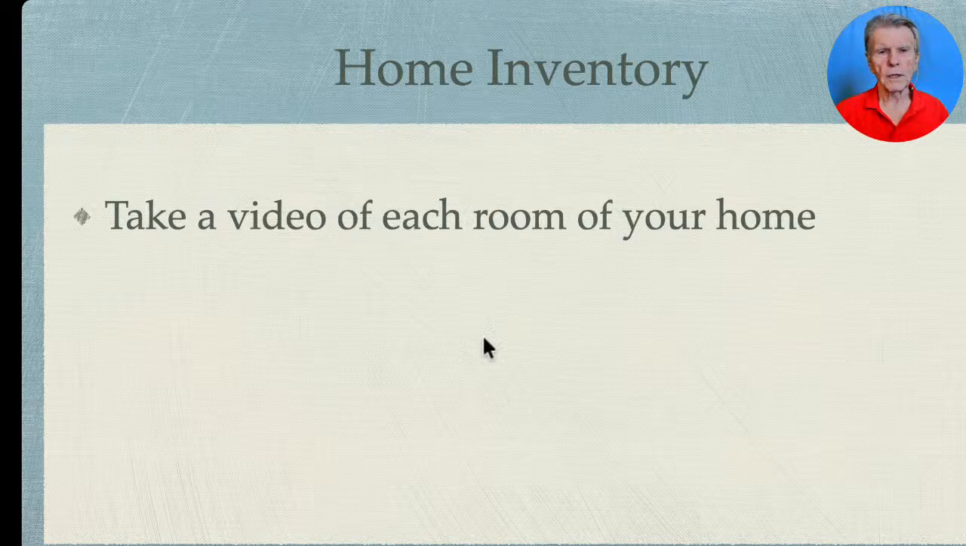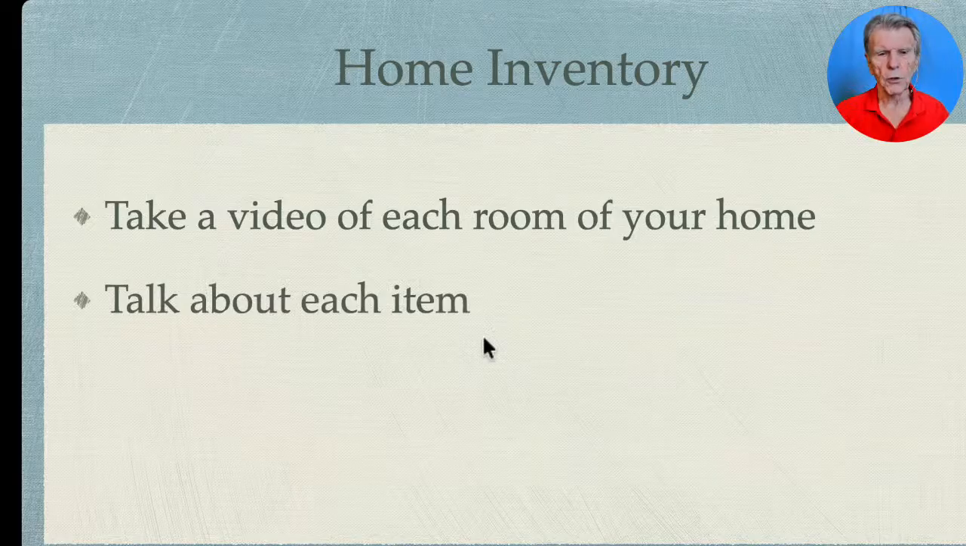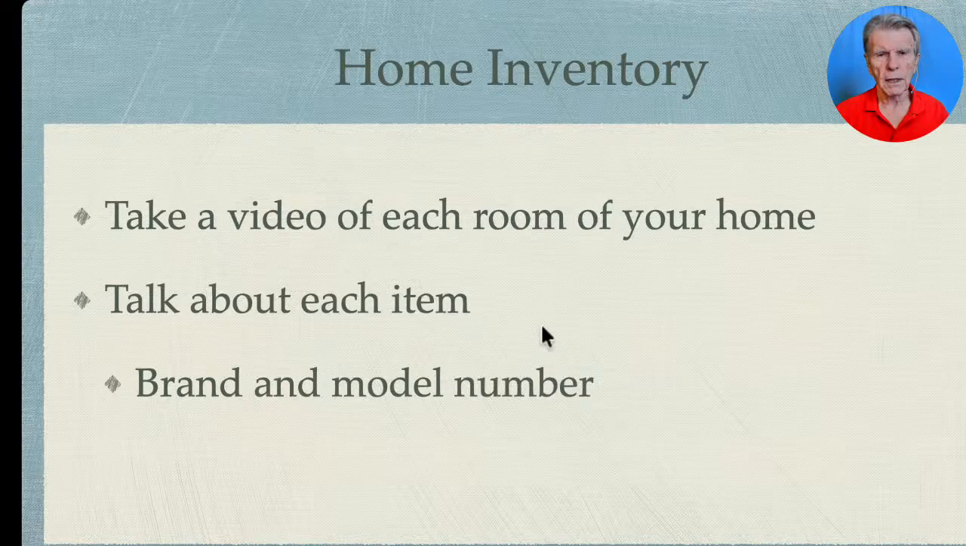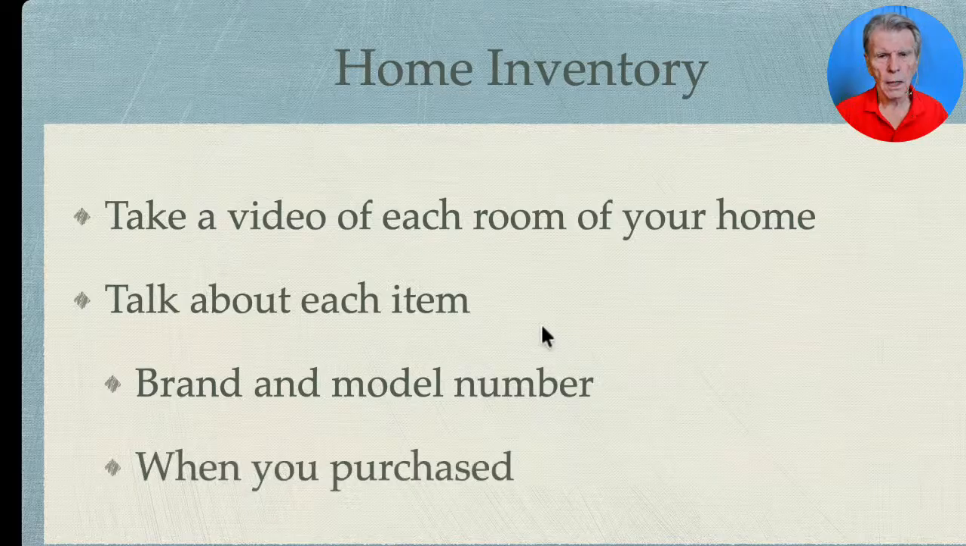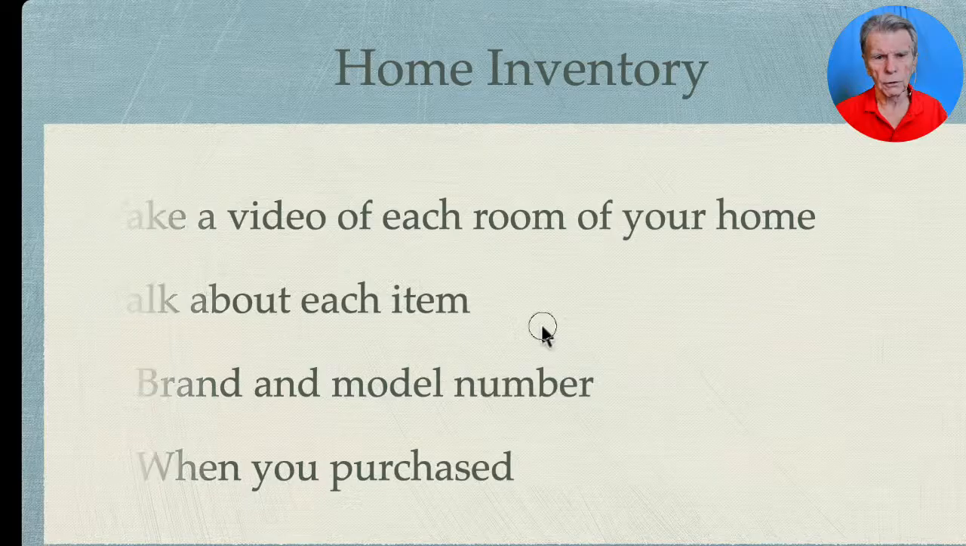So what you do is you take a video of each room in your home and then you talk about each item. You mention the brand and the model number. However, as you will see in many cases, the AI picks up the model number if you have a clear shot of the item. And you want to mention when it was purchased. Of course, having a receipt, especially for large ticket items, is the best thing to do, but mentioning it on your video would be good too.